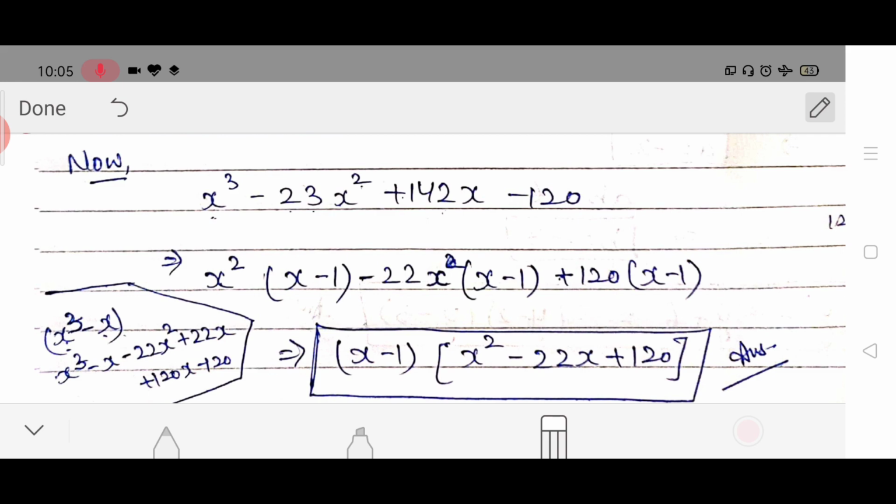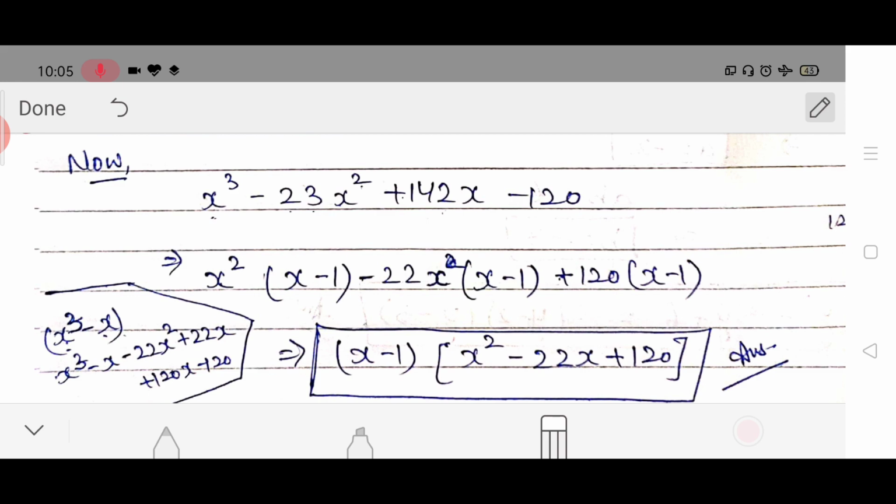Kindly go through this method and this question very carefully. This question is very important because this is a cubic polynomial and you have to first find a single factor. After that, you put the factor and see by what variable you have to multiply the factor so as to get the given polynomial.